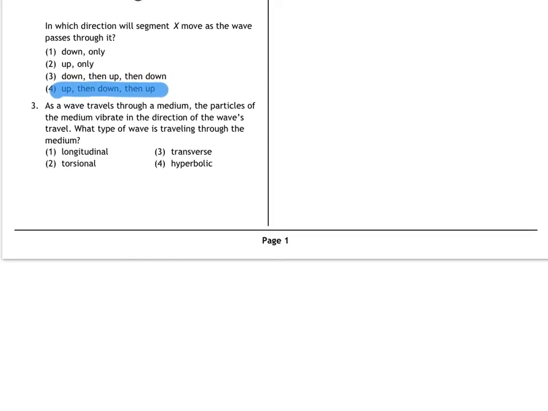Number 3, as a wave travels through a medium, the particles of the medium vibrate in the direction of the wave's travel. So for instance, let's say that the wave is traveling to the right with velocity v, and the particles are vibrating back and forth in that same direction, parallel to the wave's travel. So if that's true, then this kind of wave has to be a longitudinal wave.